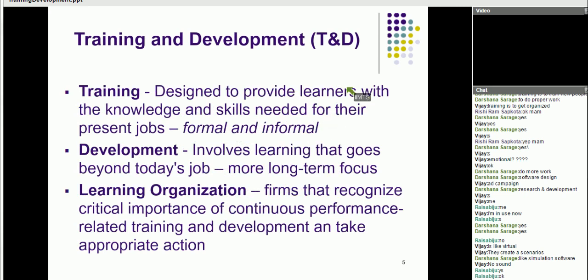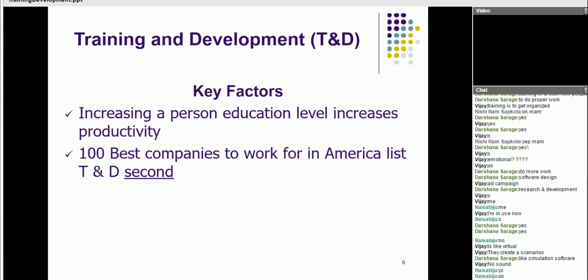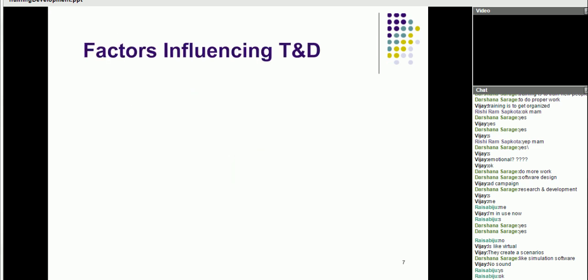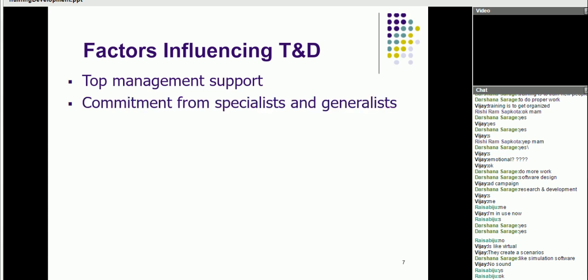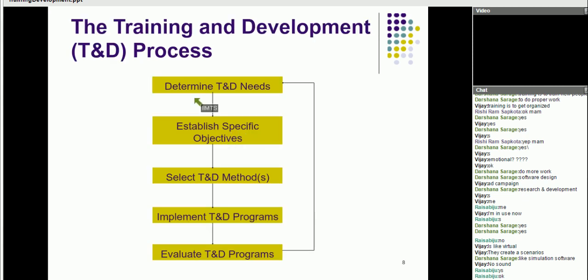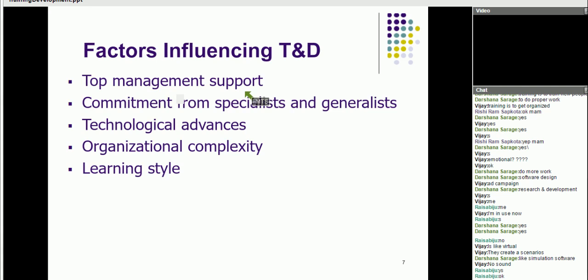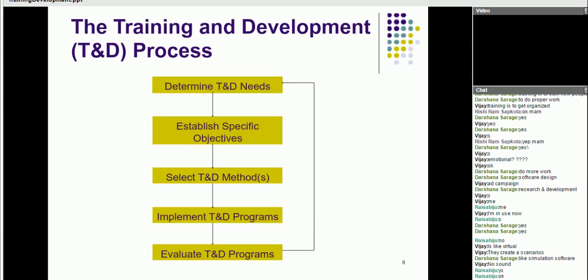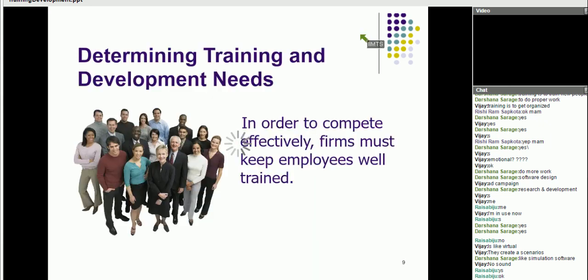Now, training and development we have discussed. What is that? Now, what are the factors that influence the training and development in any organization? The top management support. How much are they open to such trainings? Because training will no doubt bring cost to the organization. So everybody is not ready to accept that, to invest in training. Then commitment from specialists and generalists. Technological advances. Organizational complexity. Now, learning style. These are the factors which influence the training. This is the process.